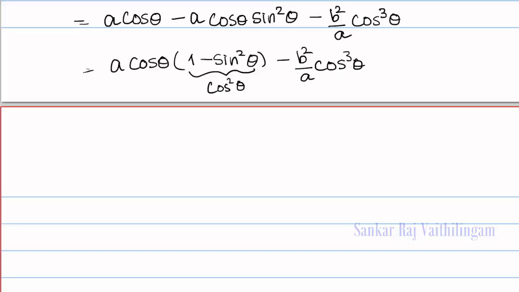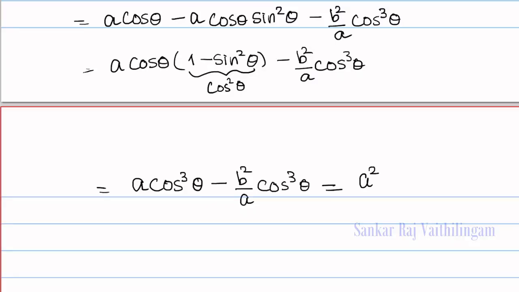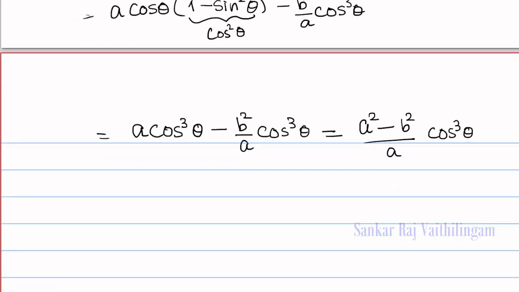So we'll take the next page. So what do we get? This is equal to a cos cube theta minus b square by a cos cube theta. Taking a common, this is a square minus b square by a into cos cube theta. That is the first value, the x coordinate, x of theta, equal to a square minus b square by a into cos cube theta.